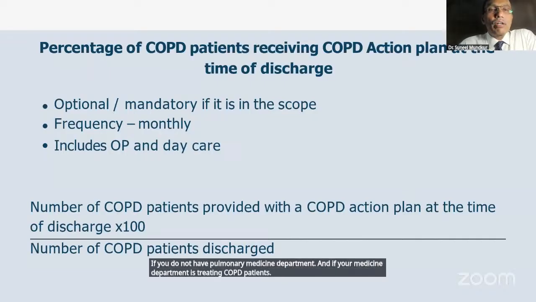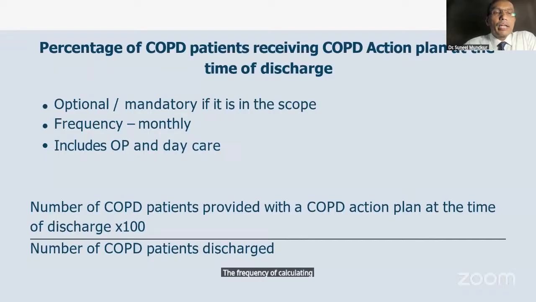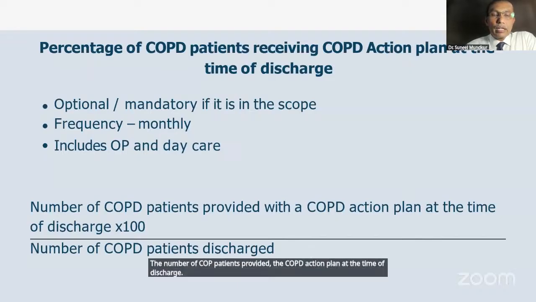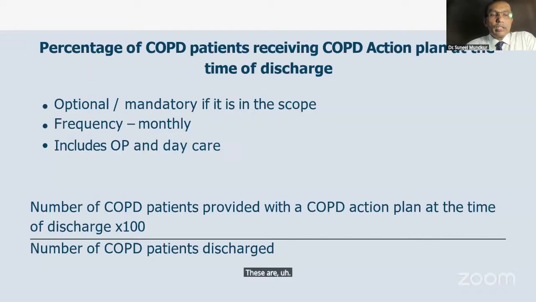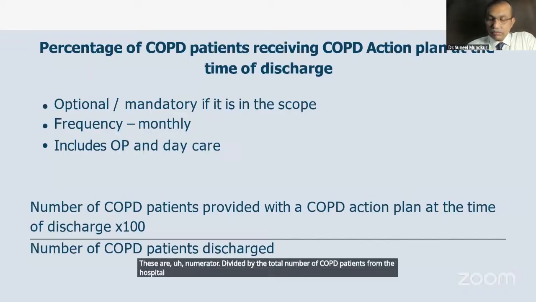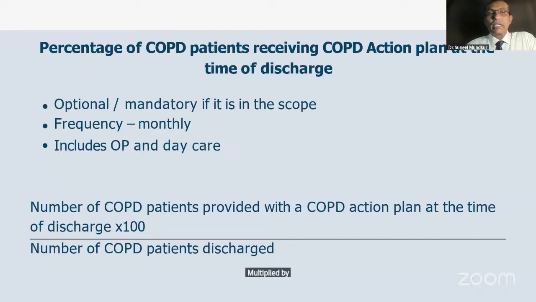The frequency of calculating this data is monthly, and it includes OP and daycare because the treatment remains the same whether it's outpatient, inpatient, or daycare. The number of COPD patients provided with the COPD action plan at the time of discharge is the numerator, divided by the total number of COPD patients discharged from the hospital in the same period, multiplied by 100, which gives the percentage of COPD patients receiving an action plan.